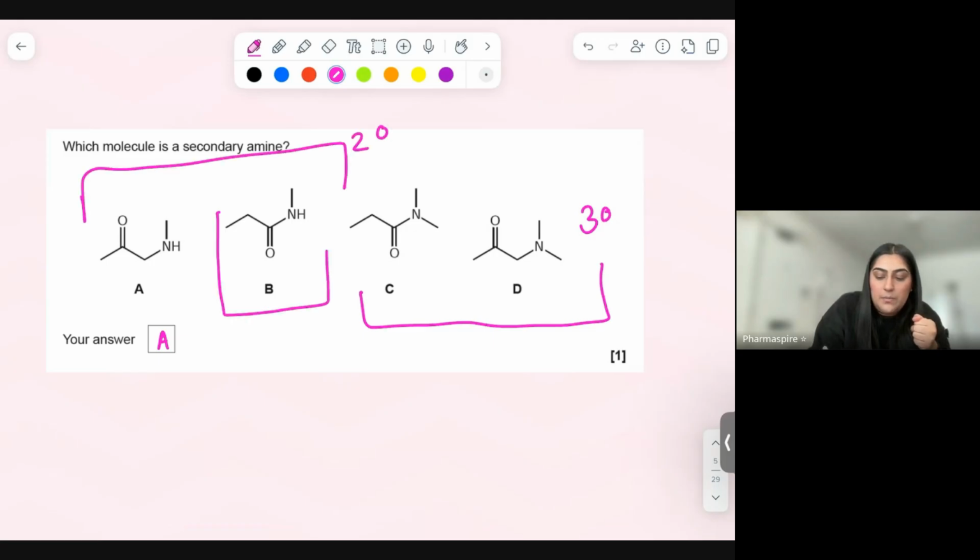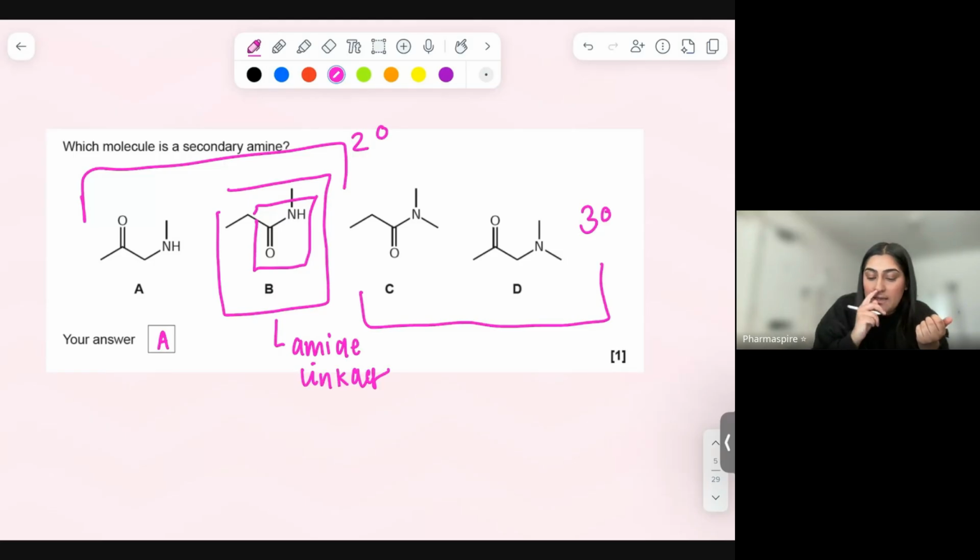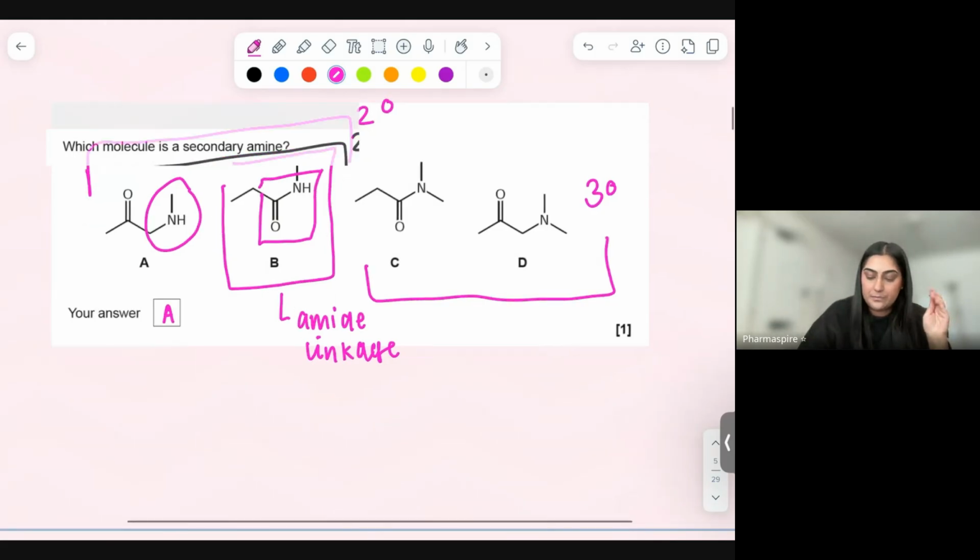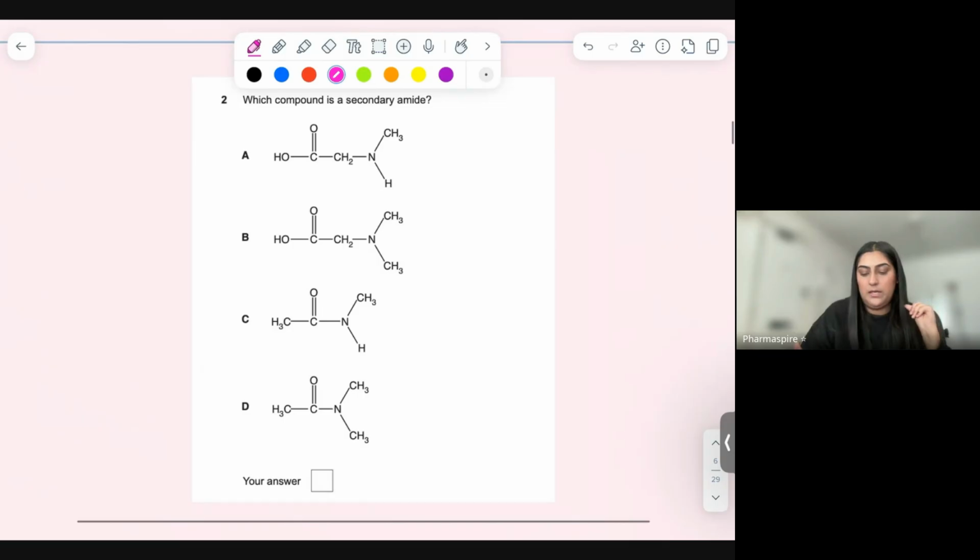The one that throws people off is this. Can anyone say what that is? An amide, exactly. It's got that amide linkage. So it's like what I said to you, they like to throw you off by putting an amide in there, but this is an amine because it's not attached to that double bond O. Okay, so let's do another one. Have a look at this one for me.